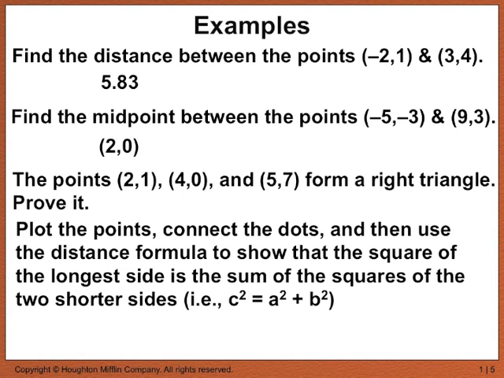So here's the basic strategy of the proof, and you probably did do this. You simply plot the points, connect the dots. When you connect the dots, you have a triangle. Then you use the distance formula to show that the square of the longest side, or the hypotenuse, is the sum of the squares of the two shorter sides, or the legs. And of course, most people just think of that or remember it as c squared equals a squared plus b squared, the Pythagorean theorem. And as you remember from geometry, c squared equals a squared plus b squared applies only to right triangles.